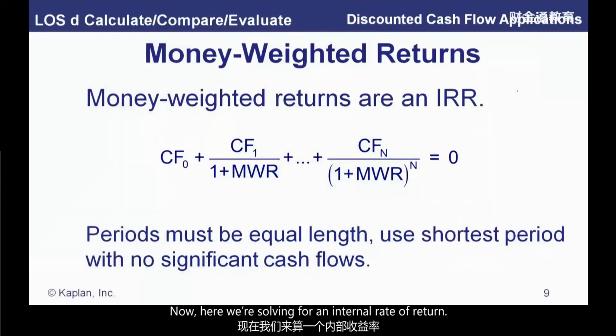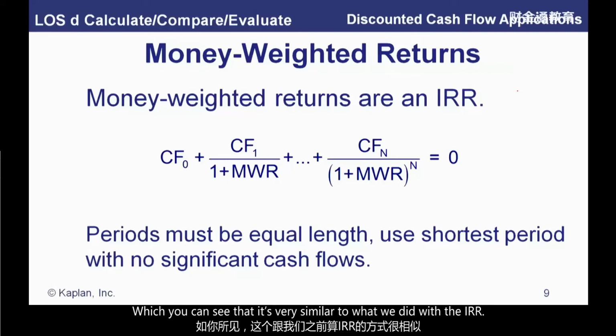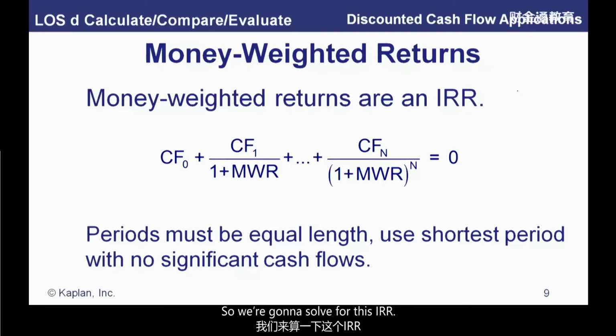Now here we're solving for an internal rate of return. We're calling it the money-weighted rate of return, but you can see that it's very similar to what we did with the IRR. So we're going to solve for this IRR, but the reason these have to be equal periods is the IRR is an interest rate per period. So now if we've got quarterly cash flows in and out, our solution will be for a quarterly IRR.